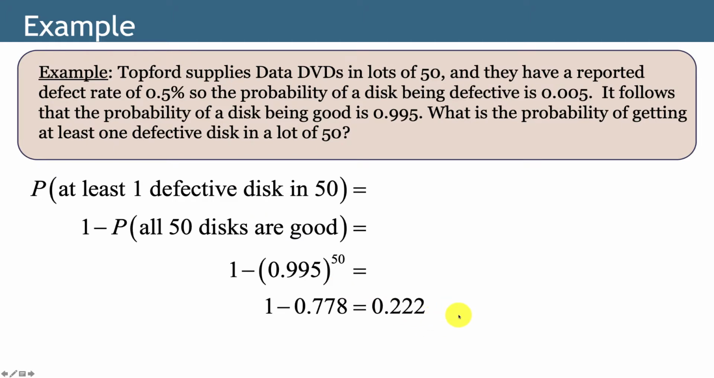So you have a really good chance that you get at least one defective disc, if not more, right? So that's pretty powerful. Looking at it that way, this defective rate does not look so great. You might say, oh, only 0.5% defective, that's really good. Well, if you think of it like this, that's not so good. I have a really good chance of getting a defective disc in a lot of 50.